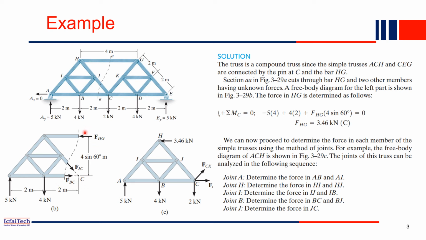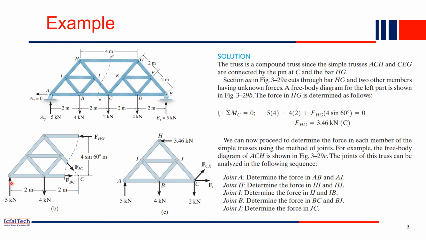Let's find out. We use the summation of all the moments about C equal to 0 to find the value of FHG. If you take a moment about C, what will happen? How many forces will act? FGJ is passing through this point, so there is no moment because of it. Then FBC also has no moment because it is passing through this point. Now you will get moment because of this 4 kilonewton, which is acting anti-clockwise. So it is positive, plus 4 into 2.